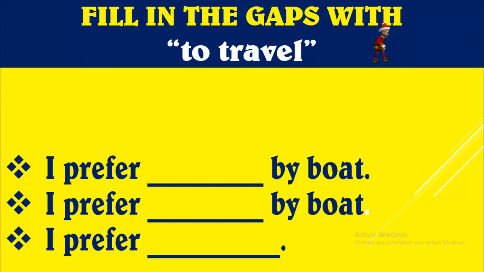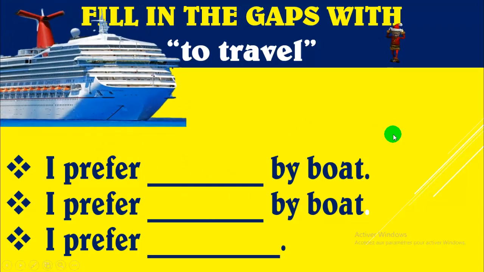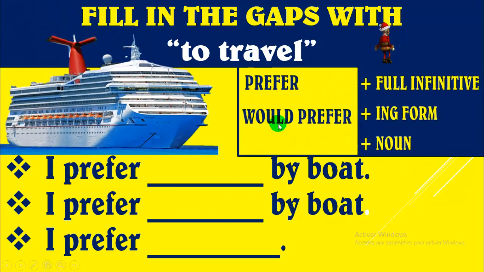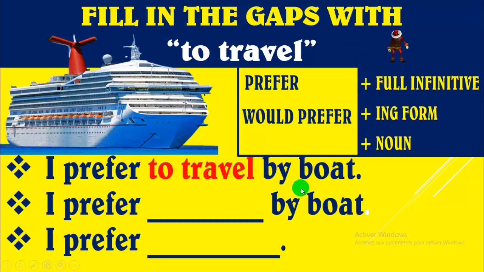Fill in the gaps with the verb to travel. I prefer, we travel here, traveling by boat. Remember, prefer, would prefer, plus full infinitive, or plus ing, or plus noun. You have the choice. Choose one, only one. I prefer, full infinitive, to travel.